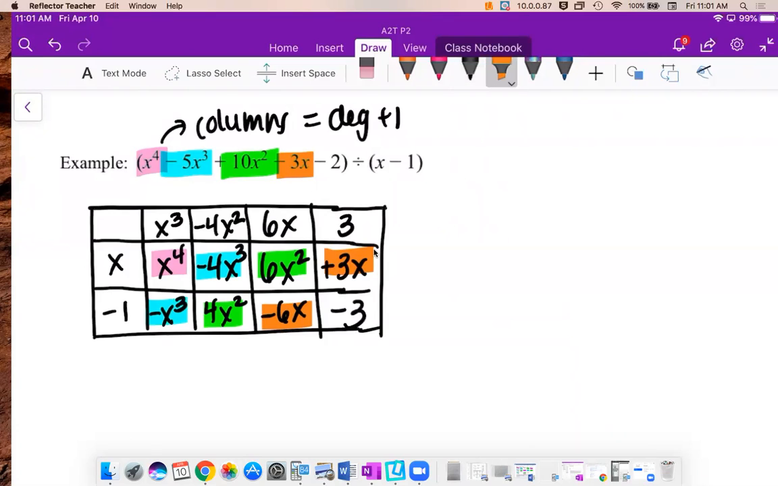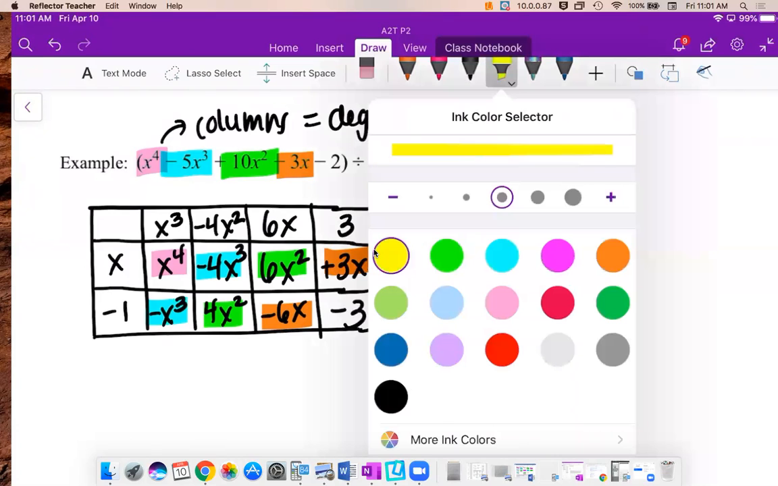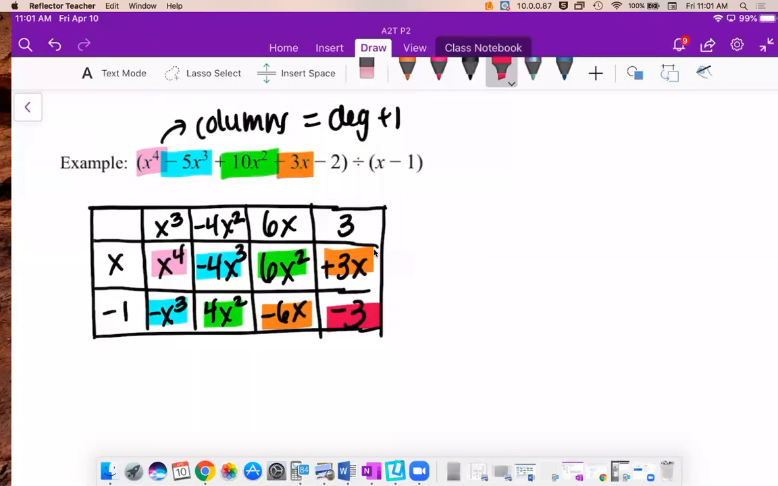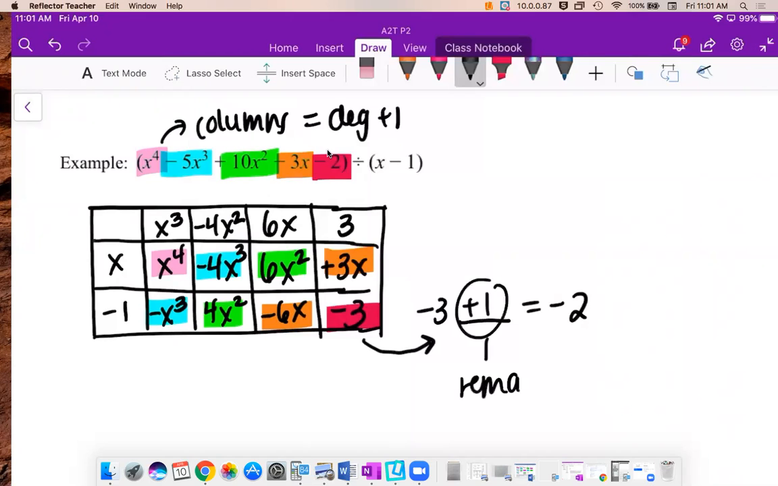Now remember, we want to always check if these last numbers match. The fact that this is a -3 and this is a -2 means that it did not divide evenly and we have a remainder. So all you think about is, what do I do to -3 to make it become a -2? Well, if I add 1 to -3, I get it to be a -2. So that means our remainder is +1.